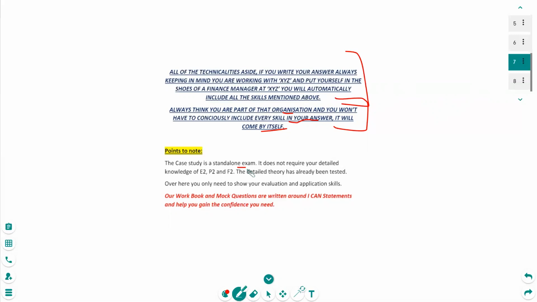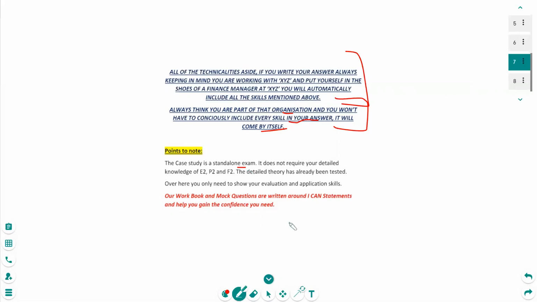So it's not an exam that's 100% based on your E2, P2, F2 knowledge. It's also the writing skills, also the business skills, also how you recommend, lead the change. It's a whole bunch of things, but the part which can give you confidence is the I can statements, because once you know the structure, the skeleton of the answer, you can always add in the other skills.